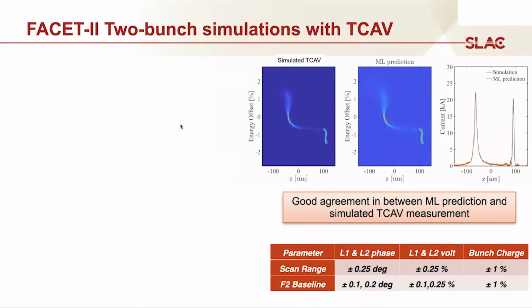Moving on to the last example here from FACET-II, I discussed the single bunch operation, but of course, in the plasma wakefield mode of operation, we're going to be operating in this case with 2 bunches directly accelerated from the photocathode and then delivered to the plasma. In this case, this is the drive beam on the left, and this is the witness beam on the right.